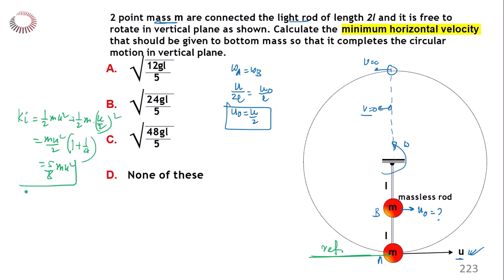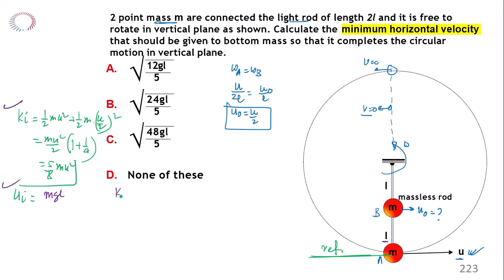Initial potential energy Ui will be 0 for the A particle because the A particle is lying on the reference line, but B is not lying on the reference line. So the B particle is at a distance of L from the reference line, so it has a potential energy of mgL. These are the two components of the energy initially.